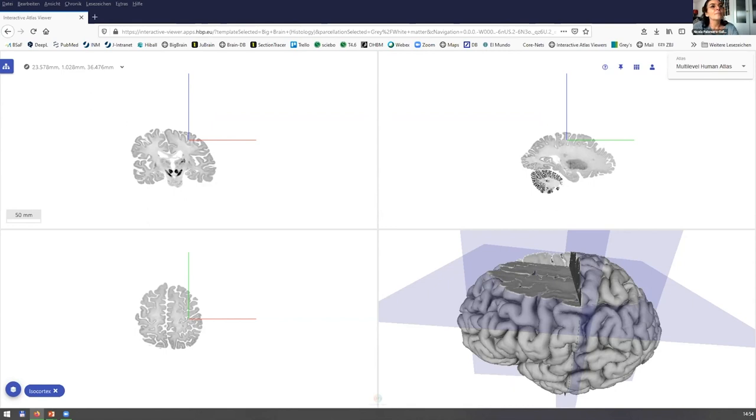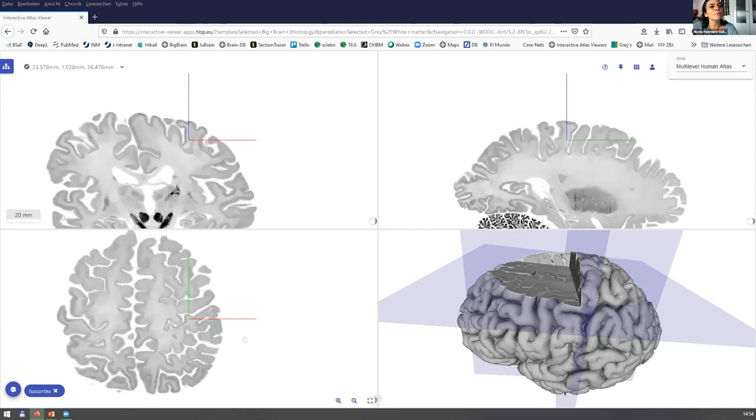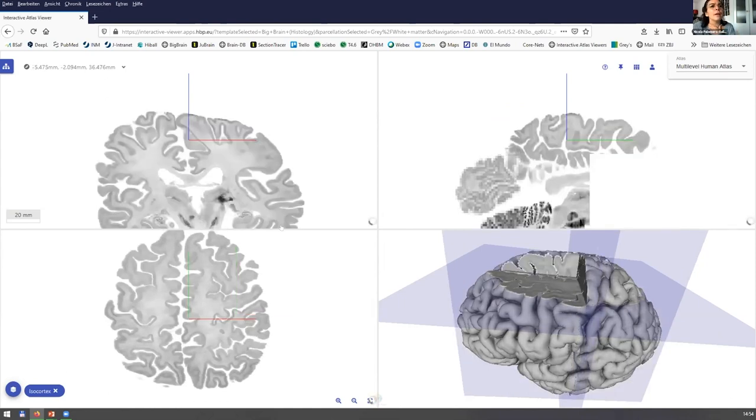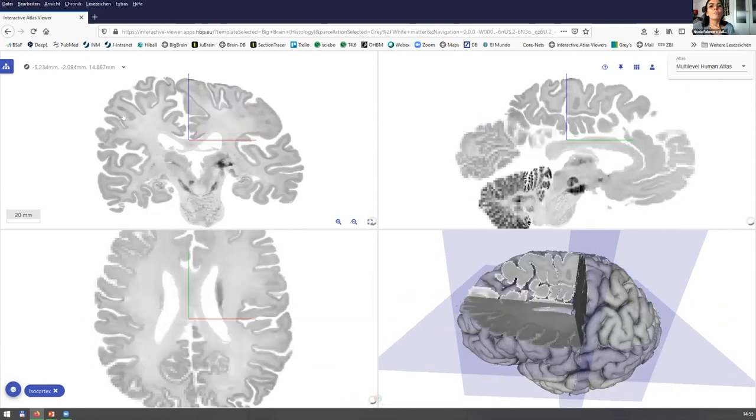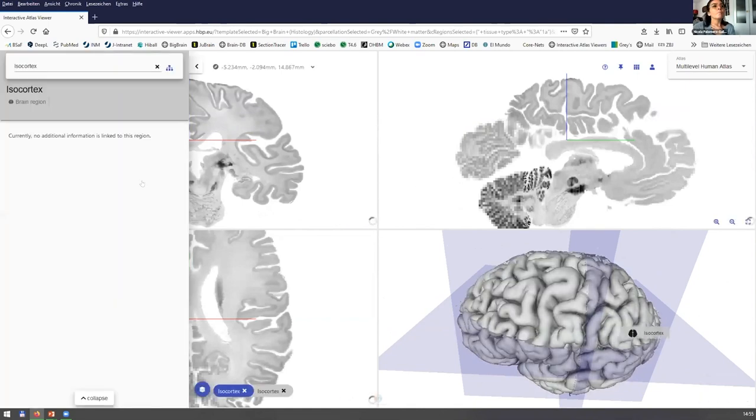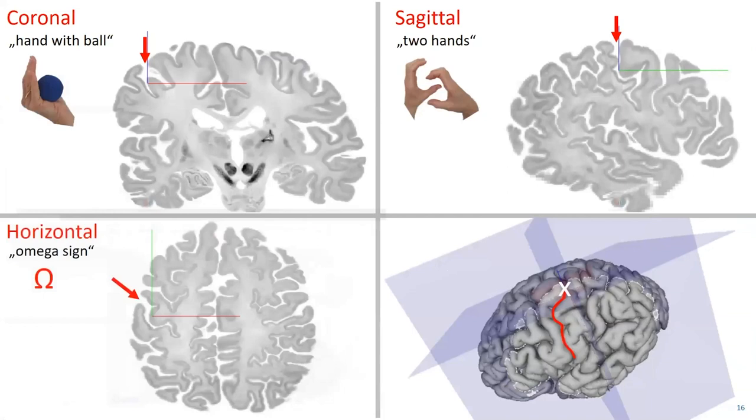Okay, so let me see. I hope I'm sharing screens with you. I know I still am sharing screens with you, but I hope you can now see the Atlas viewer and not my PowerPoint presentation. Can you? We see the Atlas viewer. Okay, you see the Atlas viewer.